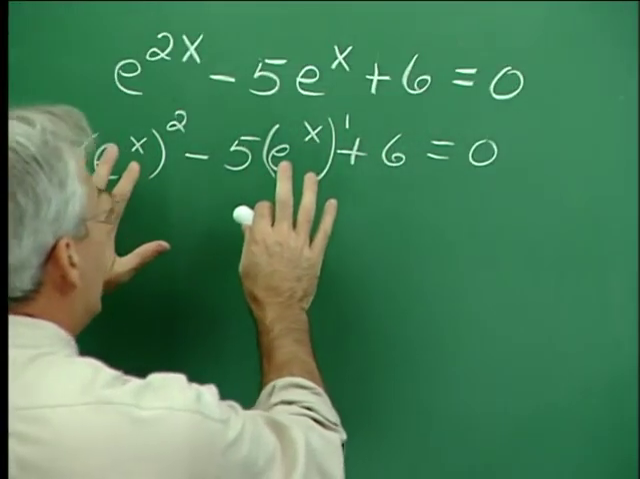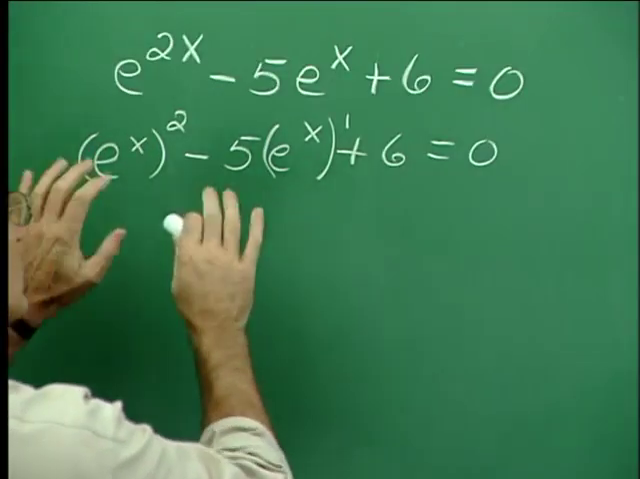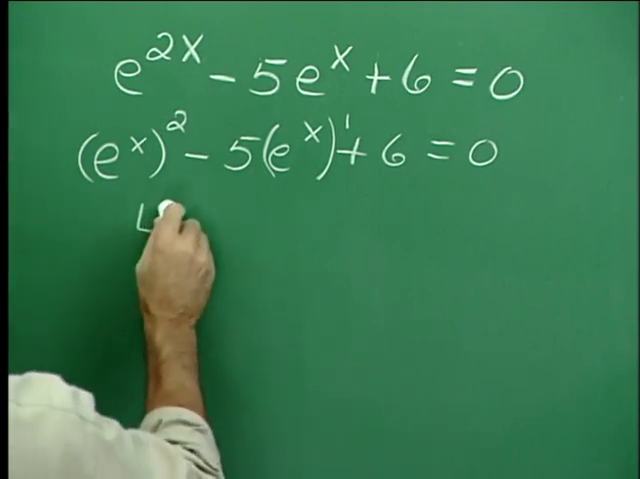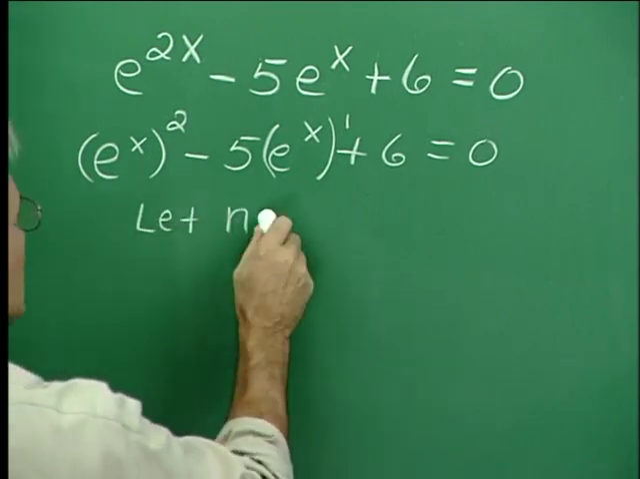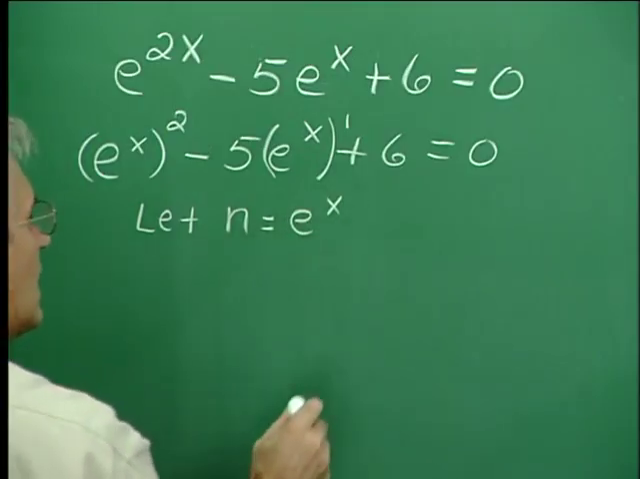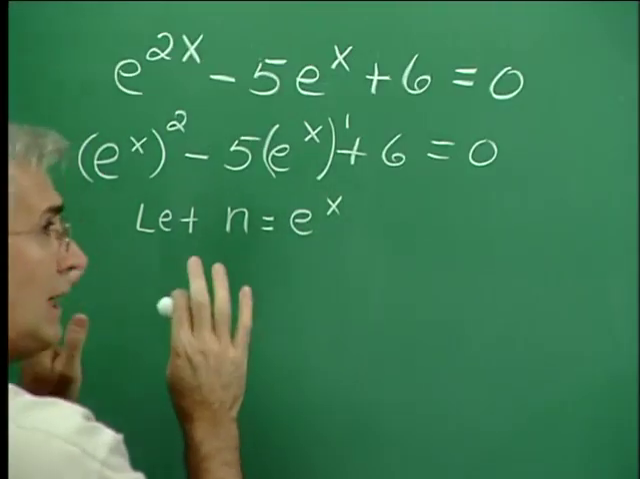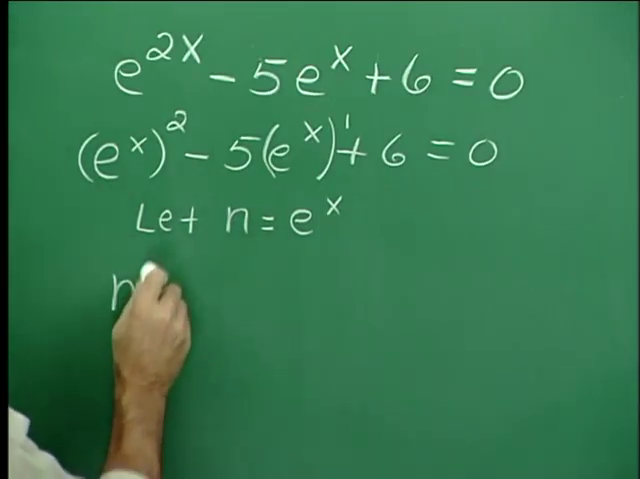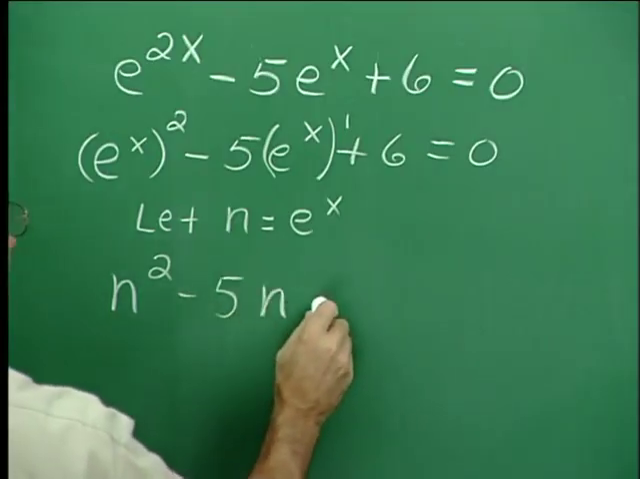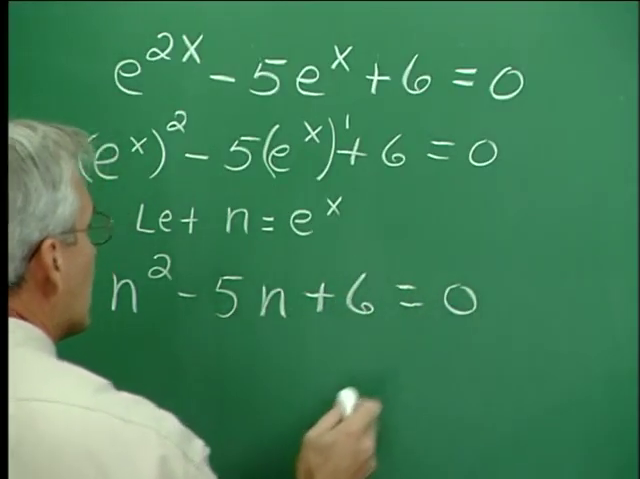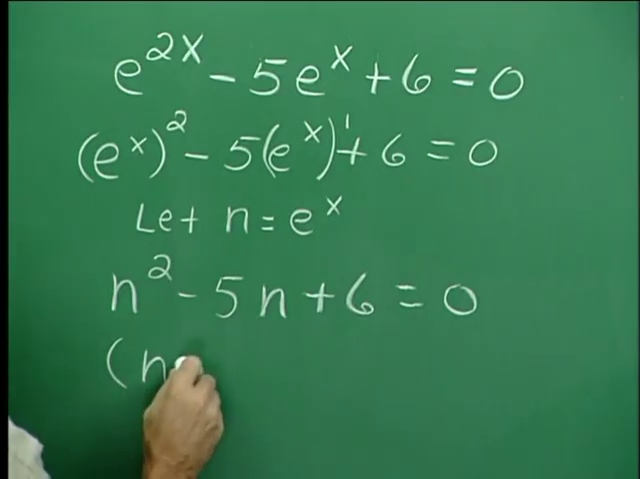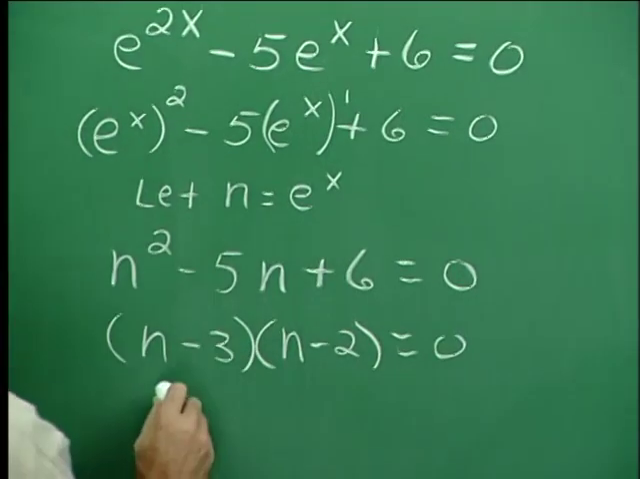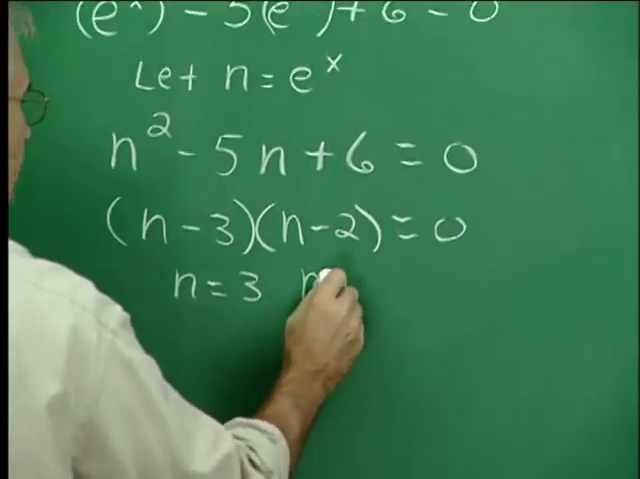But because we can write it in quadratic form, we can change its look quite a bit by performing a little substitution here. Let's let some letter like n stand in for e to the x power. And then by making that substitution, it really looks like a familiar quadratic equation. This becomes n squared minus 5n, then plus 6. And we can solve this for n by factoring. We get n minus 3 times n minus 2. And then the zeros become n equals 3 and n equals 2.